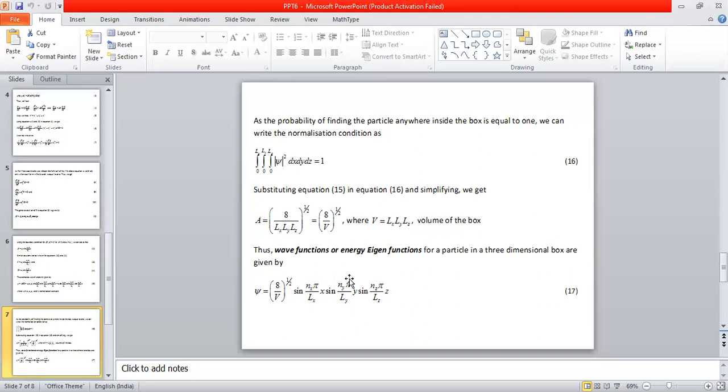So this equation 17 represents the energy eigenfunctions of a particle trapped in a three-dimensional potential box, outside which the potential energy is infinite.